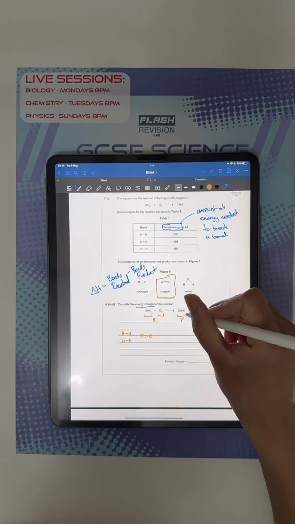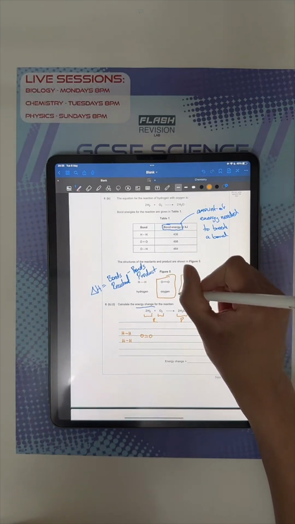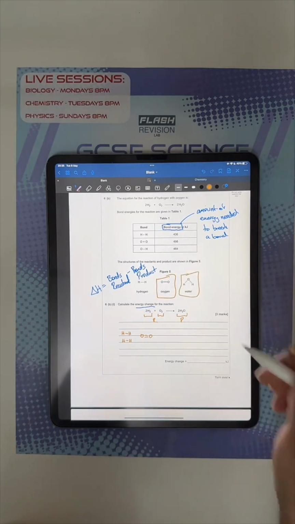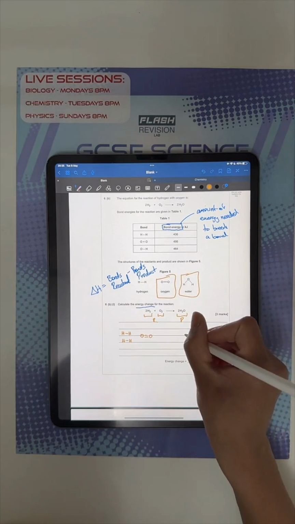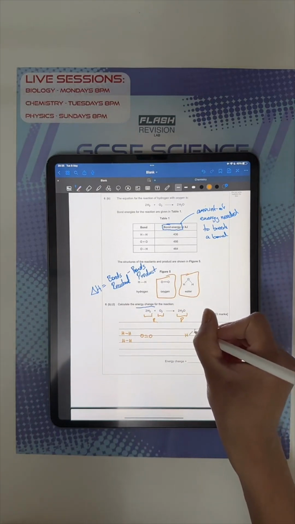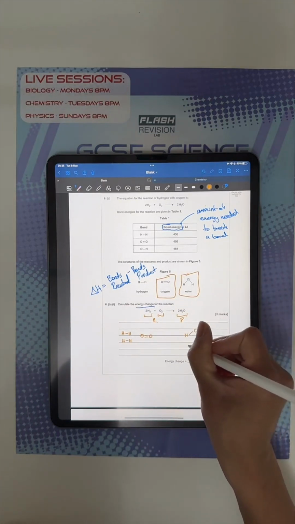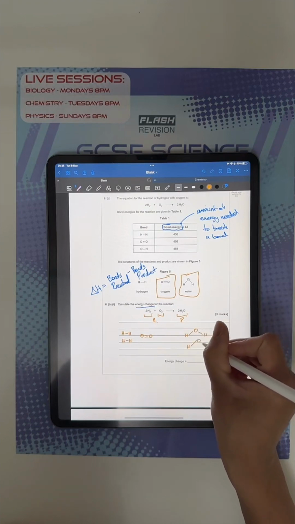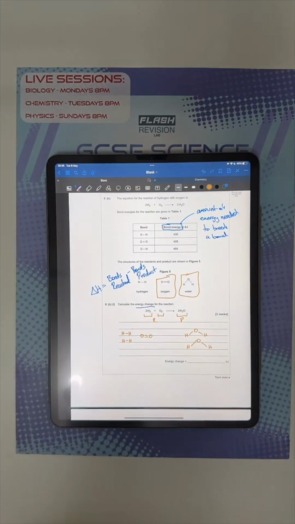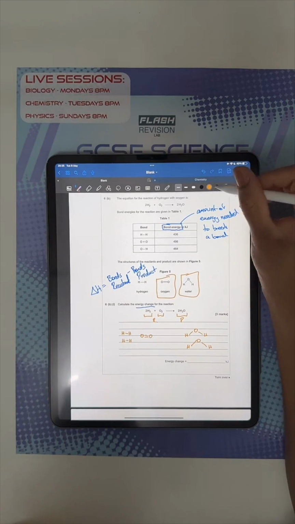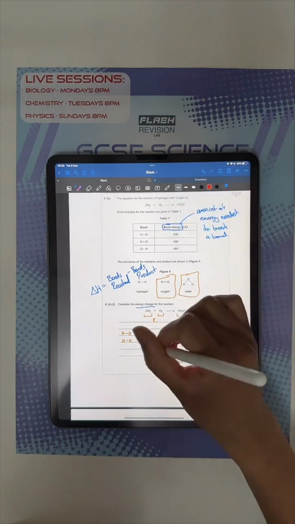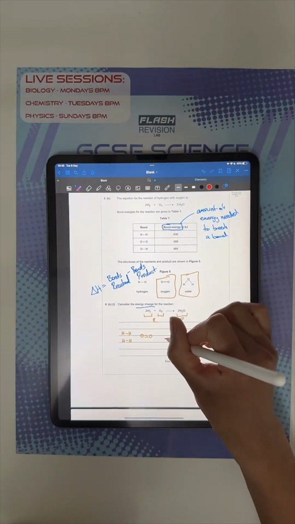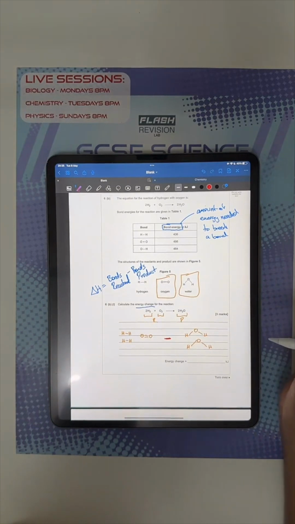Then for bonds of products, we've got water. They've given us the structure of water as well, but there's 2 of them. So H2O, H2O. These are all the bonds that we're dealing with. So we're doing all of this minus all of this.